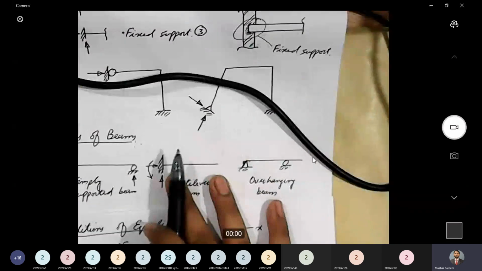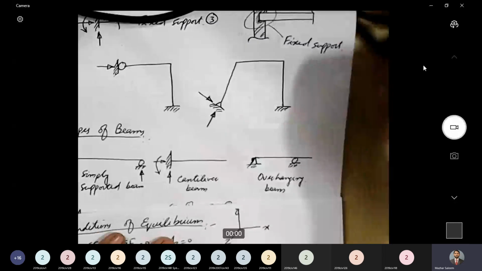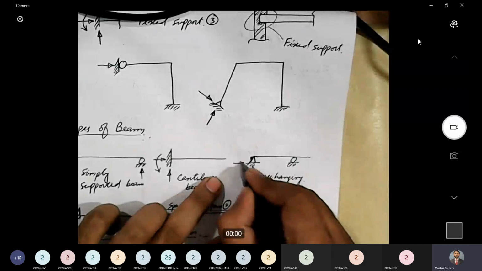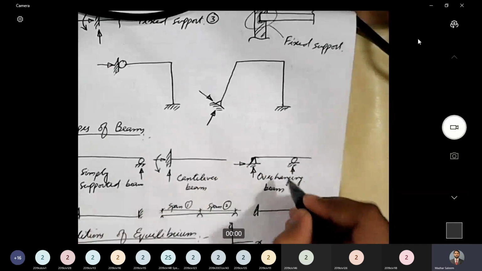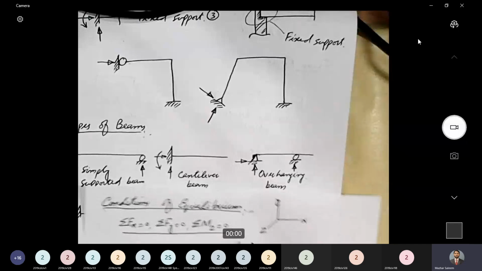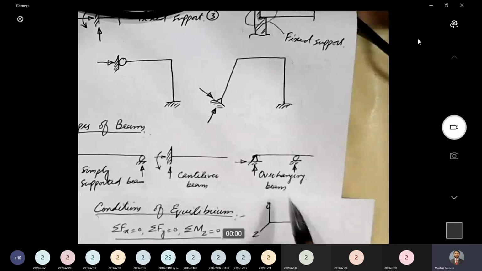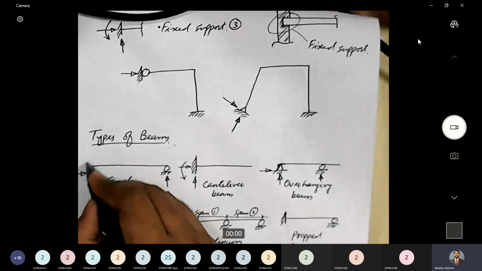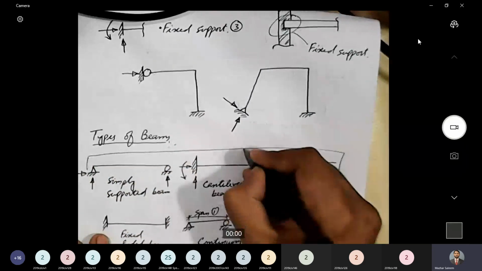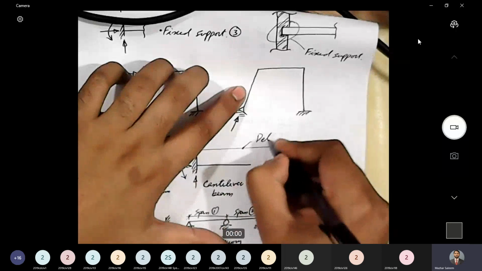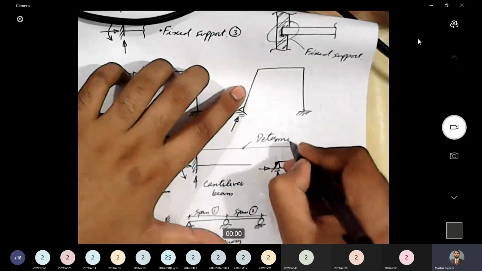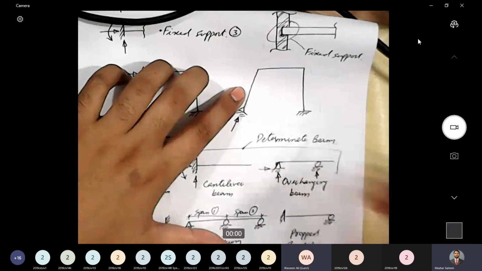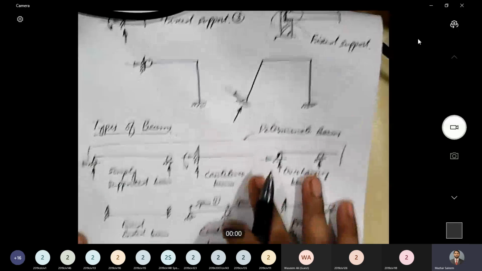Let's move to overhang beam example. How many reactions? 1, 2, 3. 3 reactions, 3 equations. Can this be analyzed or solved? Yes, sir. So this is also a determinate beam. So all these 3 beams that we have shown here are examples of determinate beams, because these beams can be analyzed using just 3 conditions of equilibrium.